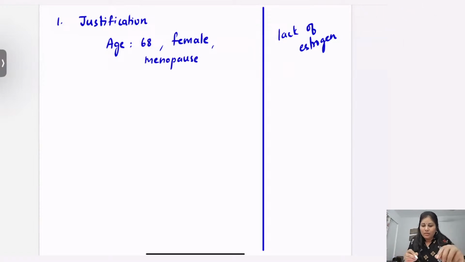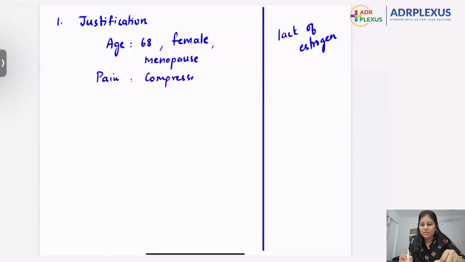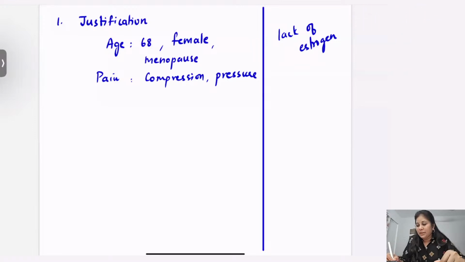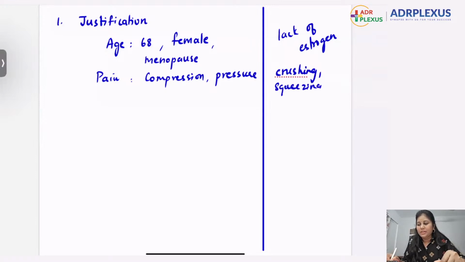Okay, then the main point is the pain. The pain here is somewhat called compressive, compression, or pressure. Okay, it's a pressure pain. It's something like a heavy object sitting behind the chest. What are the other variants of the chest pain in MI? It can be crushing. Okay, it can be squeezing. Okay, it is mostly retrosternal. They'll keep their hand here. Okay, so it is retrosternal.